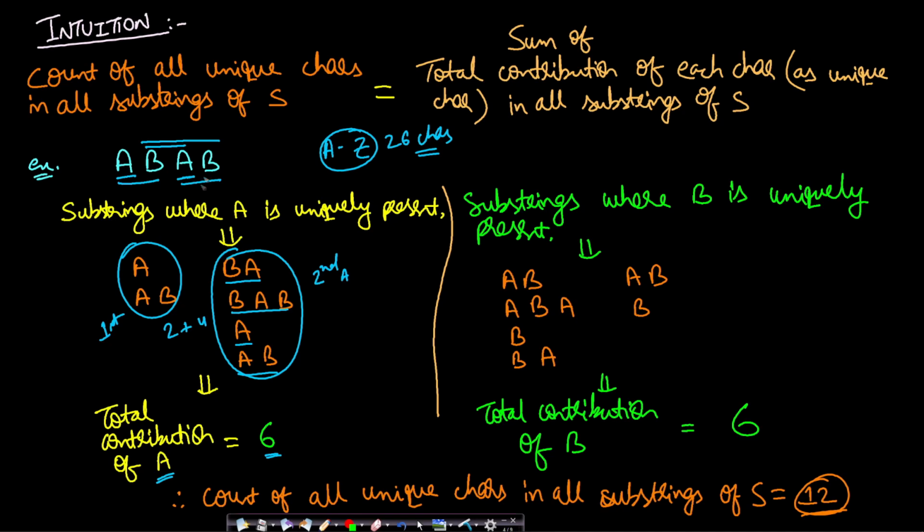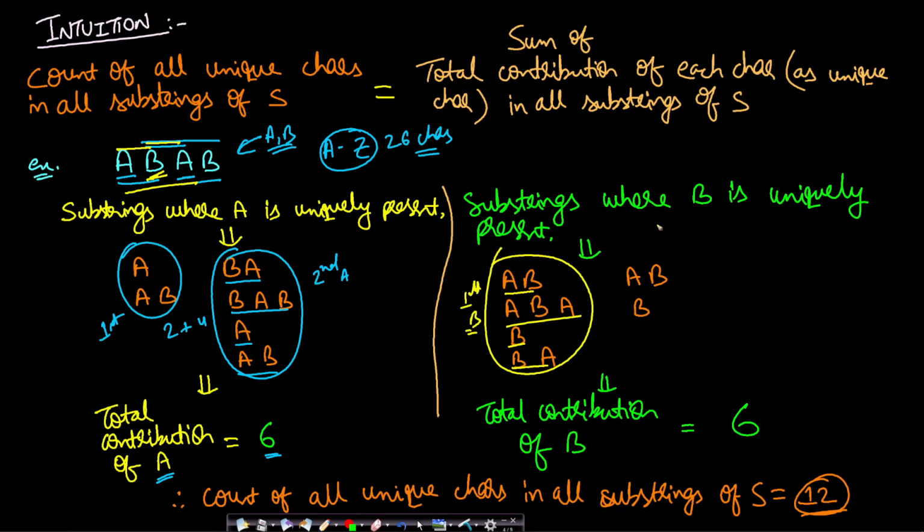In this case we have only A and B as the unique characters. So let's count for B. If you look at the first B, its contribution will be AB, B, BA and also ABA. So AB, B, BA and ABA, all these 4 from the first B, because I cannot repeat B twice, okay?